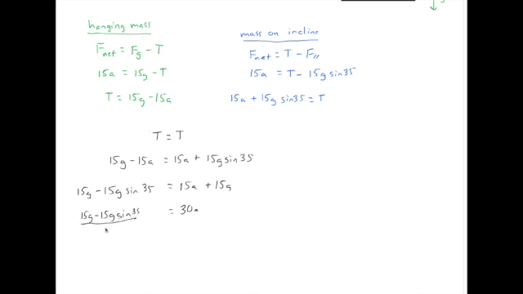I'll divide out the 30 on both sides, and then I'll have an expression then just for my acceleration. And so we can put those values into your calculator, and we'll get 2.09 meters per second squared for the acceleration.